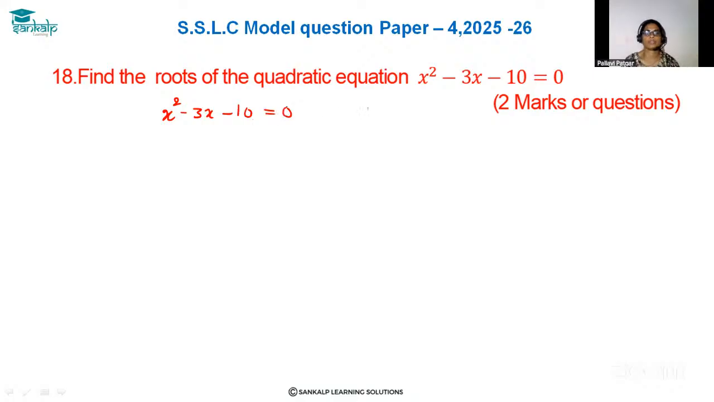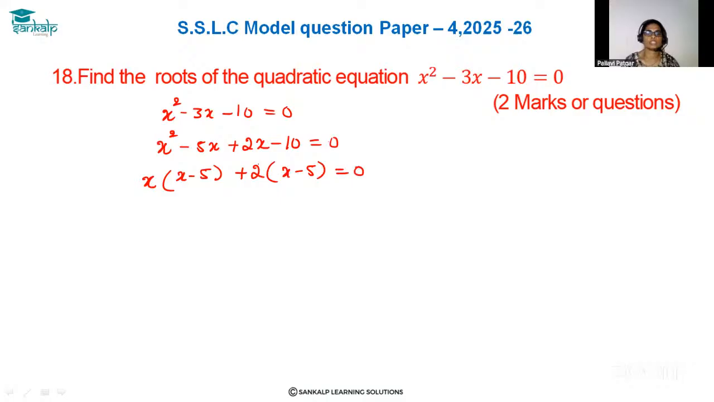So here we have to solve this using the middle term splitting method. So here x square minus 5x plus 2x minus 10 is equal to 0. So here 5 2s are 10, minus 5x plus 2x is minus 3x. So here x is common. So x minus 5 plus 2 times x minus 5 is equal to 0.